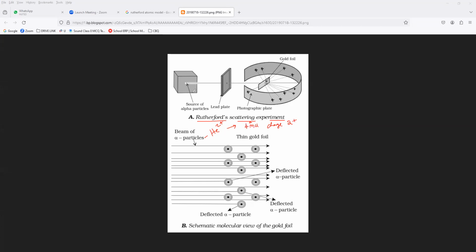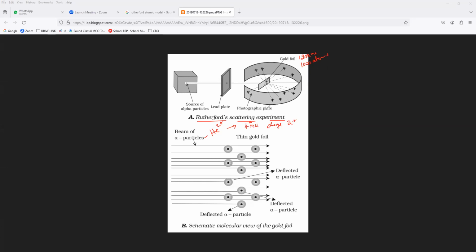So this is the source of alpha rays, the source of alpha particles. They pass through the narrow slit and fall on the gold foil, whose thickness is about how many nanometers? Yesterday we studied this. I think 120 nanometers. That is almost equal to how much? About 1,000 atoms of gold. That is the approximate thickness of the gold foil.